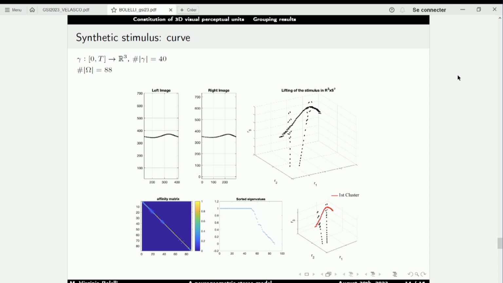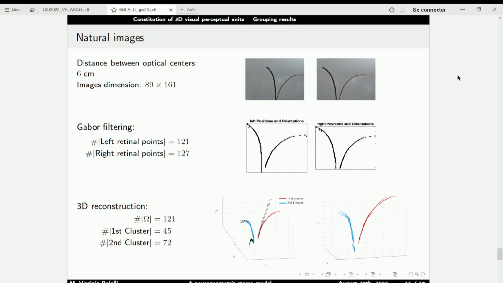This maybe is more clear in the second example, when we consider a couple of images displaying twigs. Since our starting point is position and orientation on the two retinas, we have to Gabor filter these images, basically mimicking, if you want, the behavior of monocular simple cells. Then we reapply the same algorithm as before, and in this case we notice that there are two main clusters describing the visual scene, each corresponding to one of the two twigs.